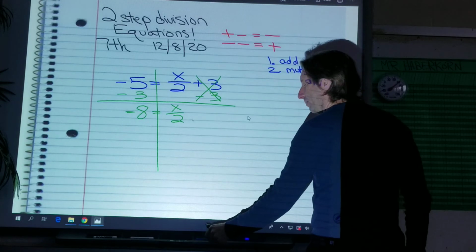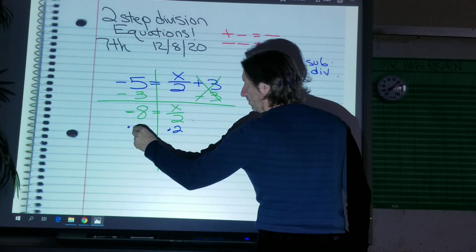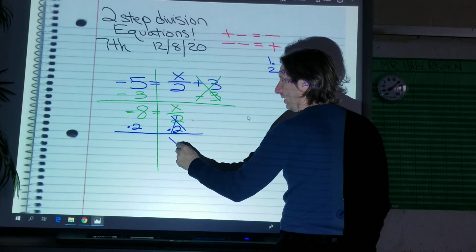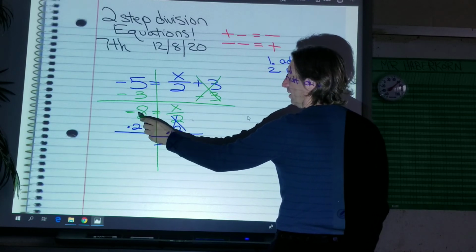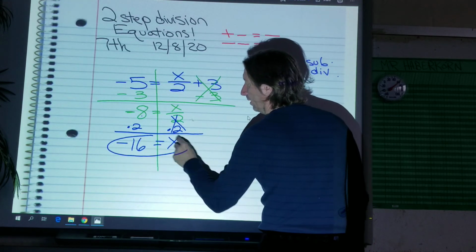What's the opposite of divide by 2? Times 2. We do it to one side, we do it to the other, right? Those are gone. We get x equals, positive times a negative is a negative, right? Negative 16.